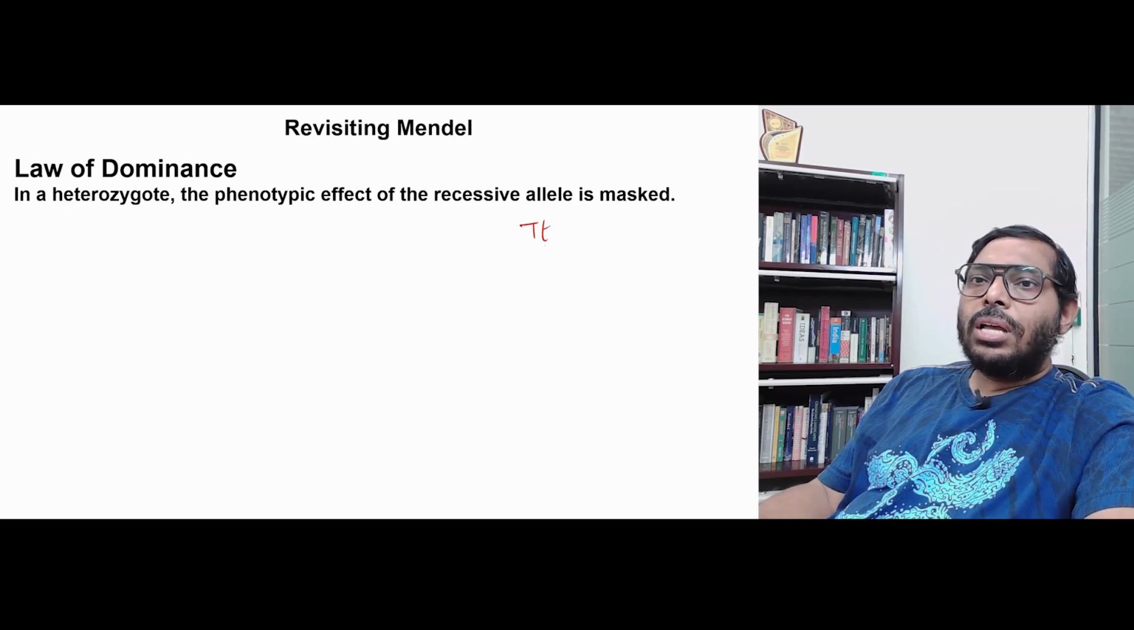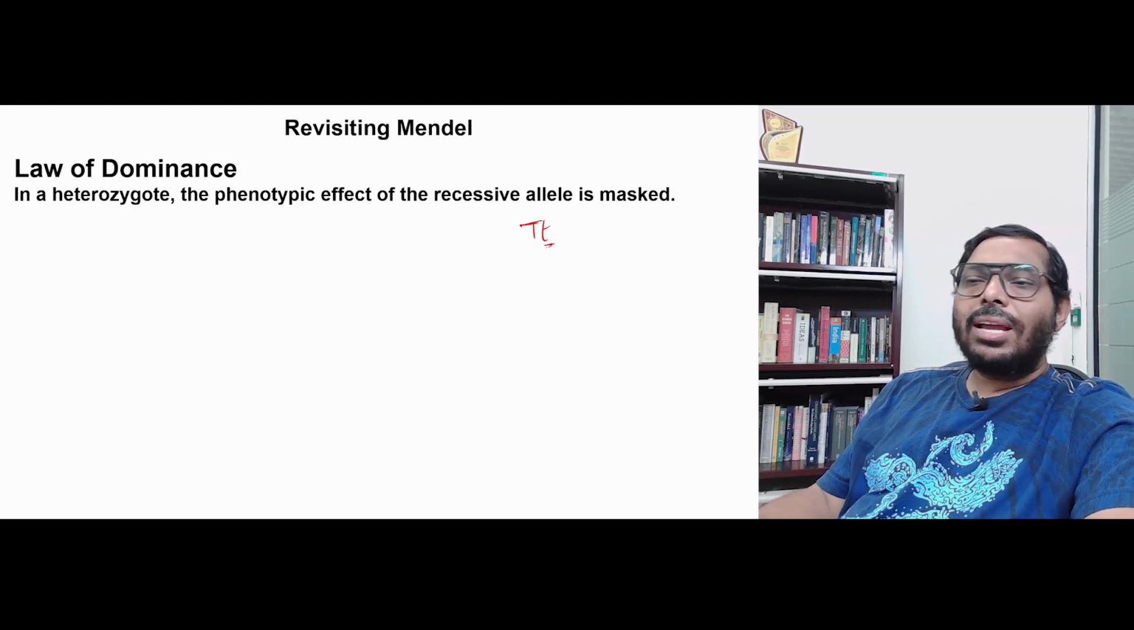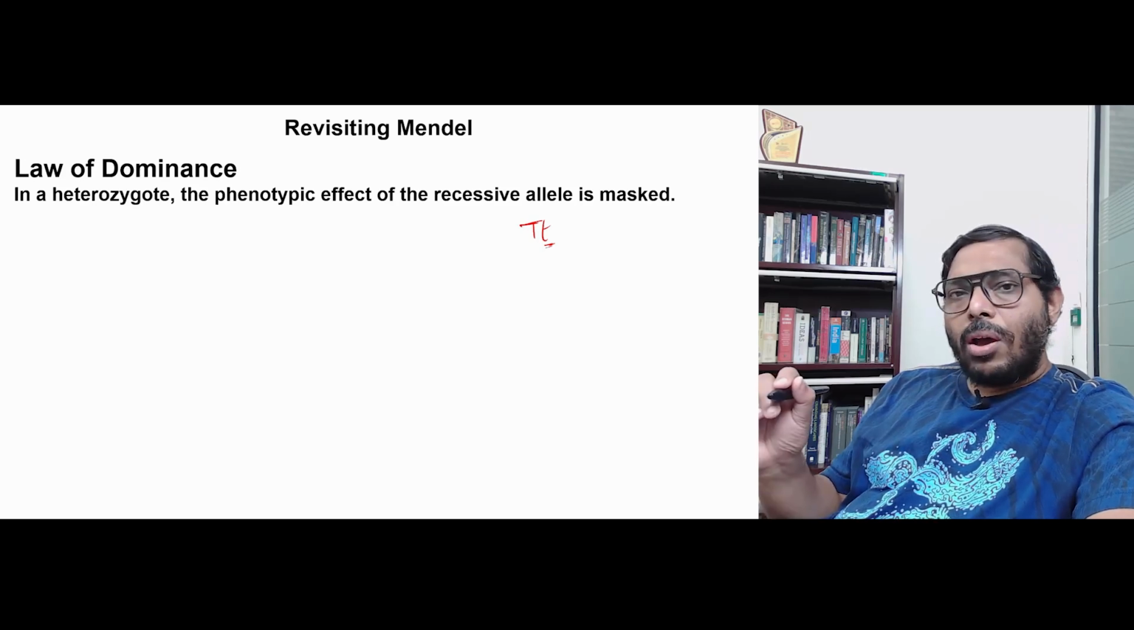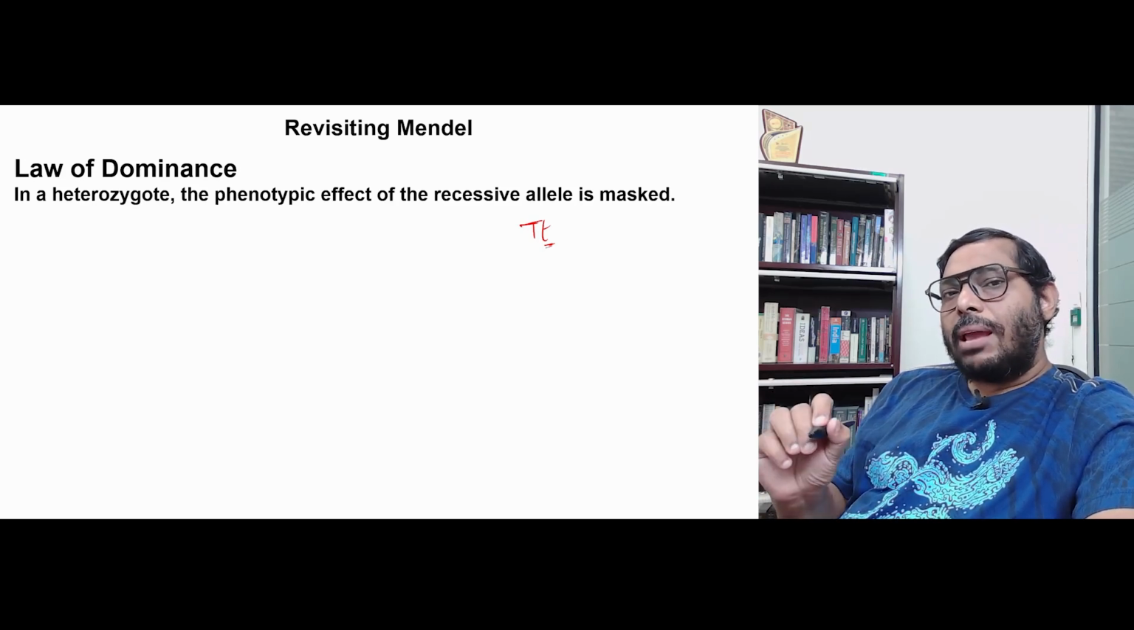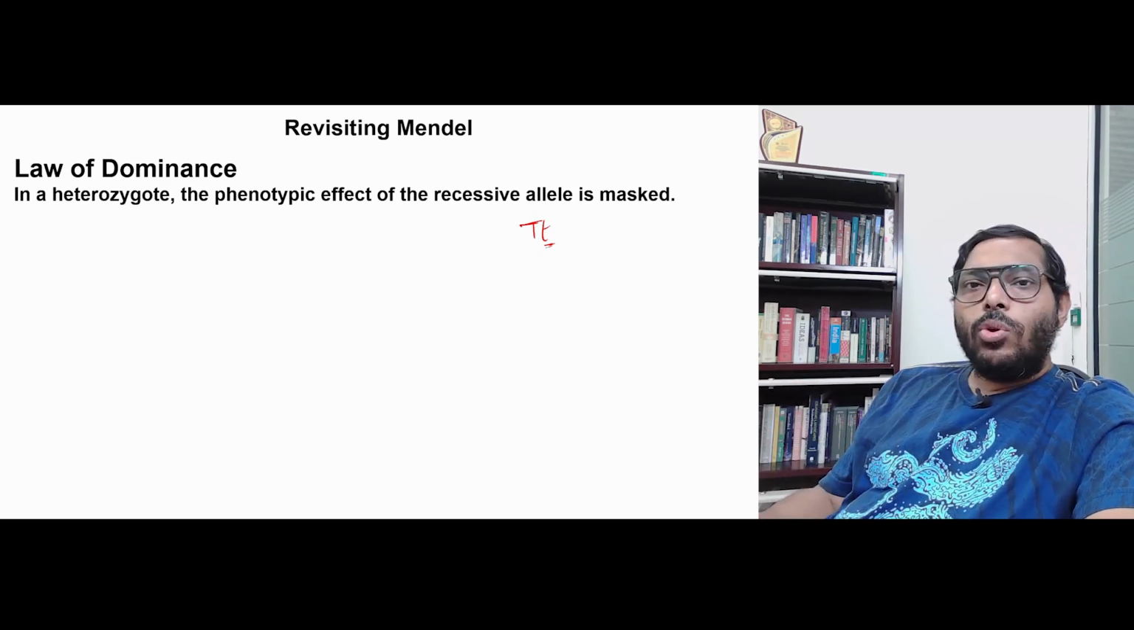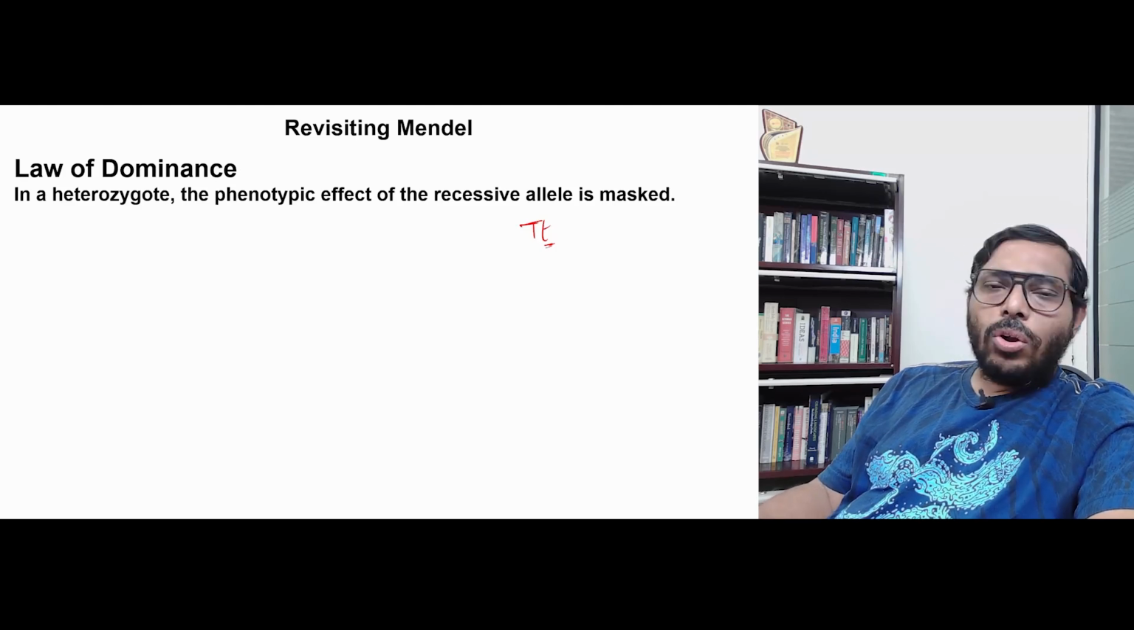In other words, the effect of the small t allele will be completely masked by the capital T allele. Now, remember, this is what is happening at the time of Mendel. Today we know that this is not always the case.